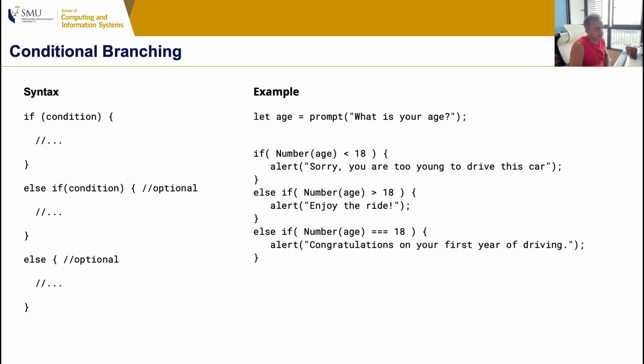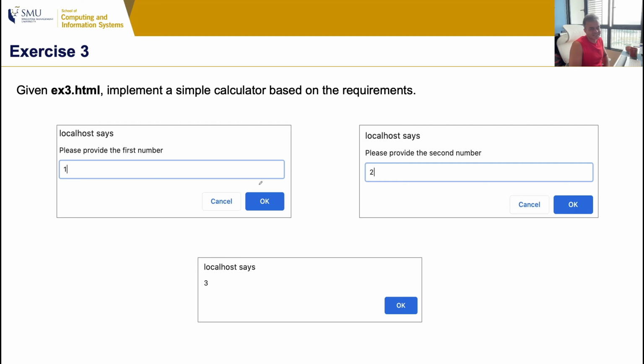Conditional branching is basically just another name for the if-else statement. This, I believe, you're completely familiar with from your Python exposure. Here the syntax is slightly different. It has brackets there and braces instead of indented blocks as in Python. In exercise 3, you will be implementing a simple calculator. The interesting thing there is the use of the function prompt to get values from the user.